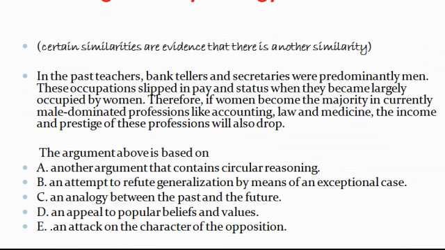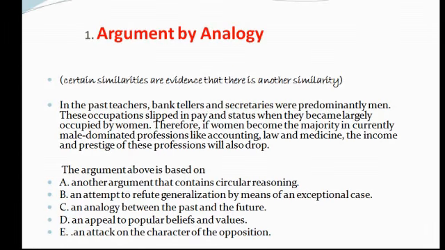So the method of reasoning here is that you're talking about a past situation and we think whatever happened then will happen now. So it is a comparison. In logic we call a comparison an analogy, even otherwise it is a very familiar word. So the method of reasoning or line of reasoning used by the speaker is analogy. Now, is it another argument that contains circular reasoning? Circular reasoning is one in which the premise appears to be the conclusion or the conclusion appears to be the premise.